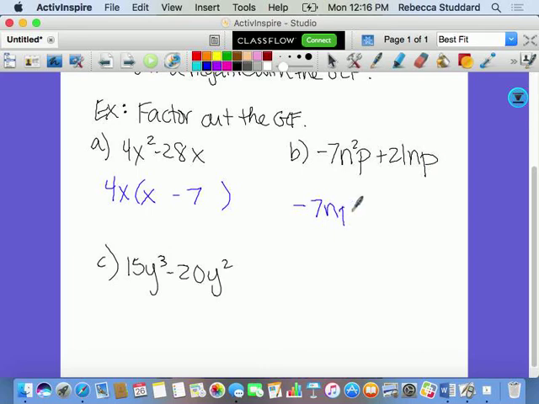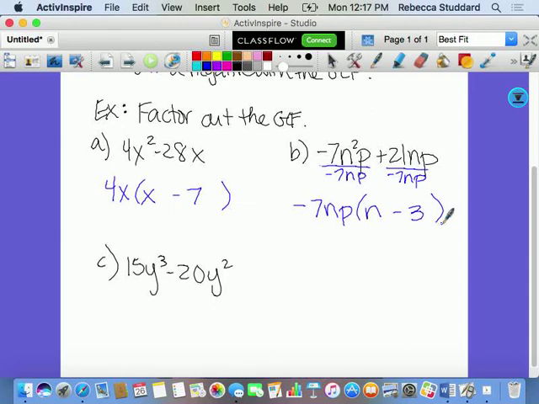Just p. Open up your parentheses once you have your GCF on the outside. What do I need to multiply negative 7np by to get negative 7n squared? N. Another way of looking at that is dividing this by the GCF. Okay. What do I need to multiply negative 7np by to get positive 21np? Negative 3. Another way of looking at it is dividing by the GCF. Which one do y'all like better? Do y'all like dividing by the GCF, or do you like saying, what do I need to multiply by? Okay, you're split. It doesn't matter to me.